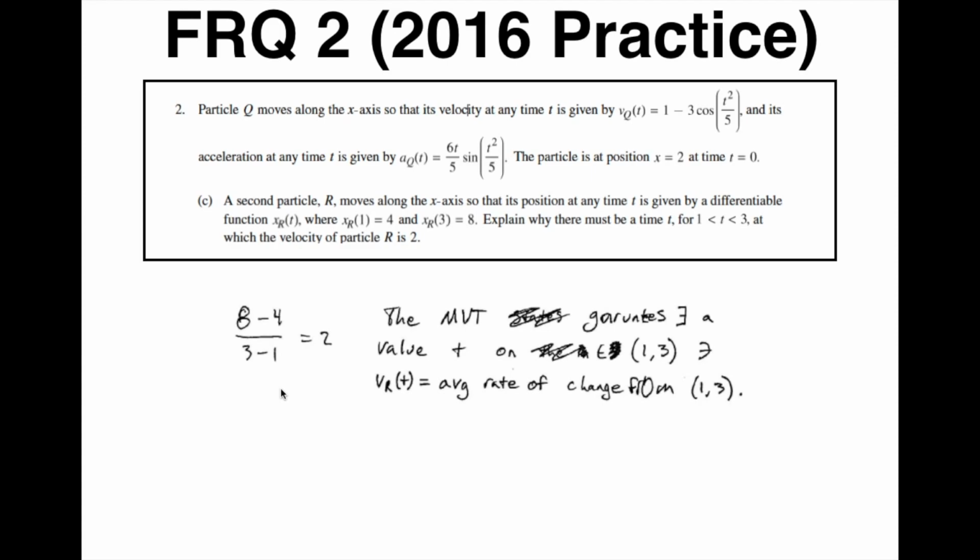The answer from student A uses the MVT, and that's perfect. So the student notices that if he does rise over run with the 2 points that are given, he finds that the slope of the secant is 2. And given that the function is differentiable, we can apply the MVT, and the MVT guarantees that there is going to be a point, a place, so a time t here, in the interval 1, 3, where the velocity is equal to the average rate of change. So nicely done. It's great to mention the MVT.